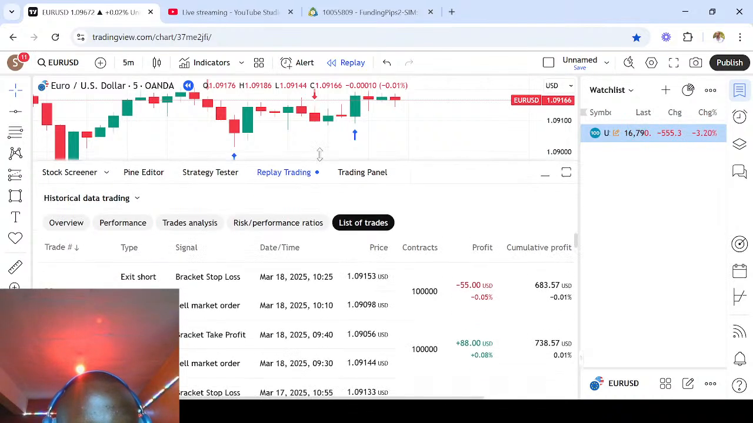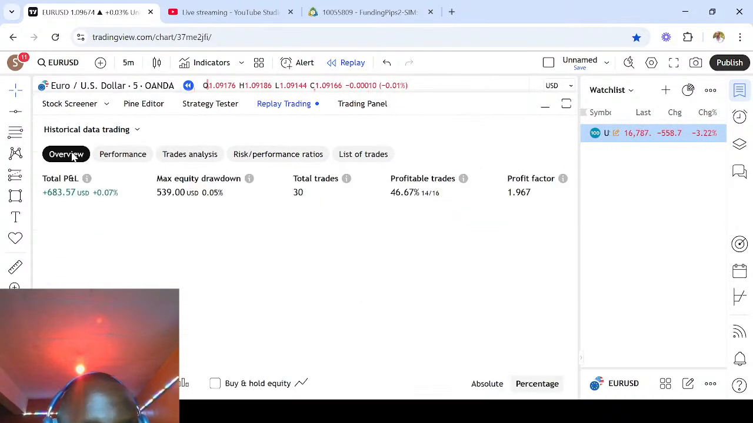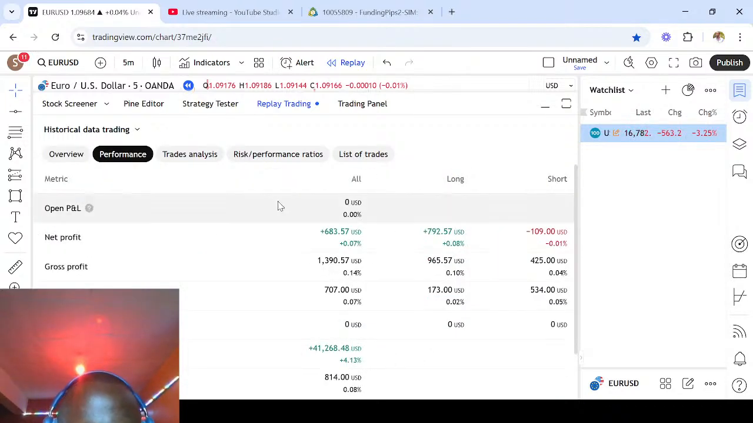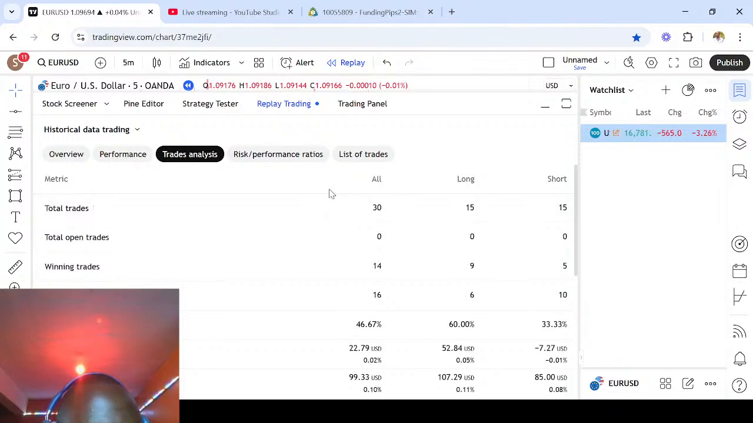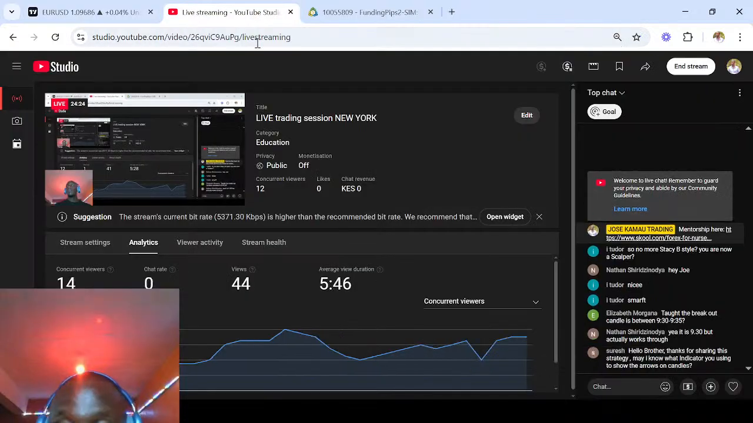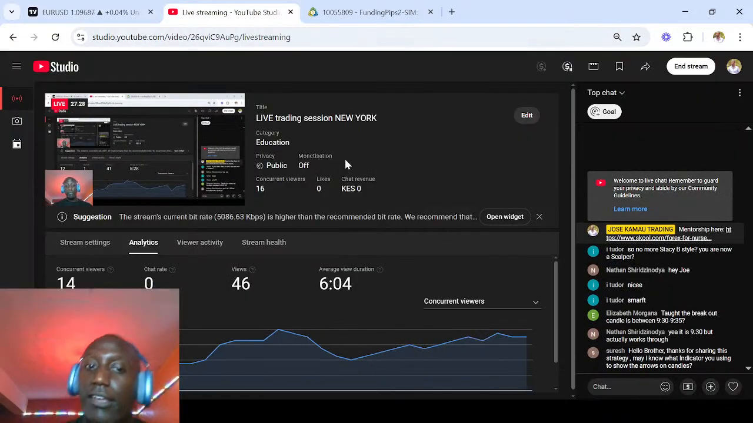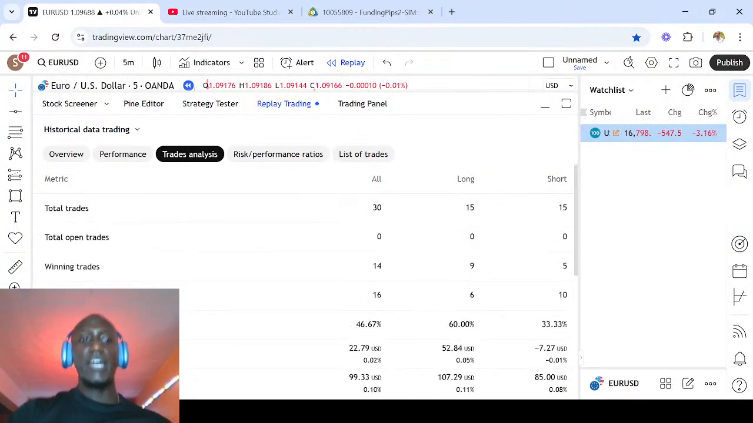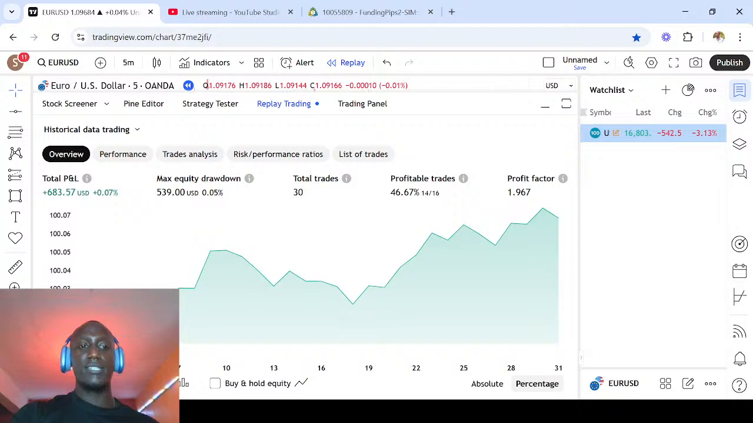Replay trading. Let's look at the overview. Overall, we've been very profitable, 46% profitability. Trade analysis, we took 30 trades. Winning trades were 14, losing trades were 16. So, guys, see, you don't have to win all your trades, but overall, we are profitable. We are up $600. So, you don't need to win all of them. You just need to have a 50% win rate with a risk-reward ratio of 1:2.